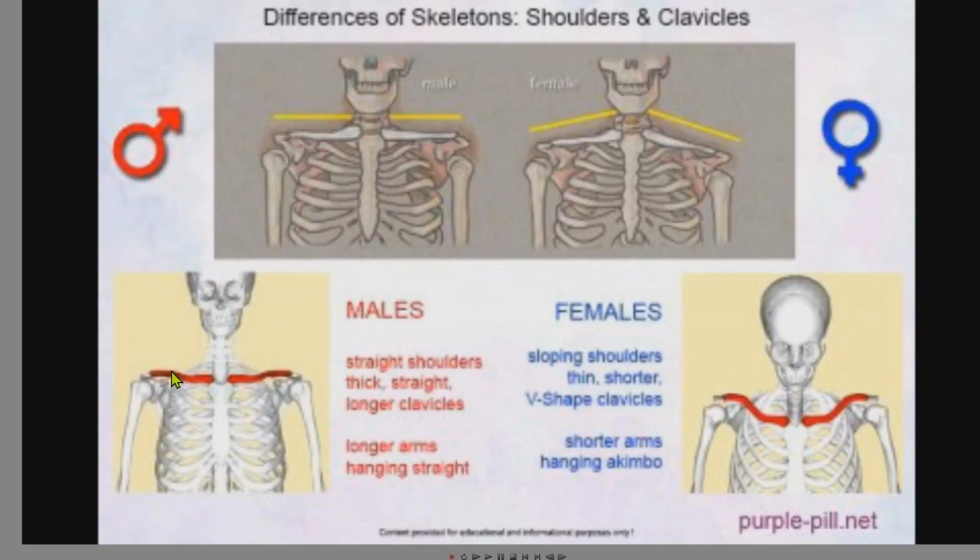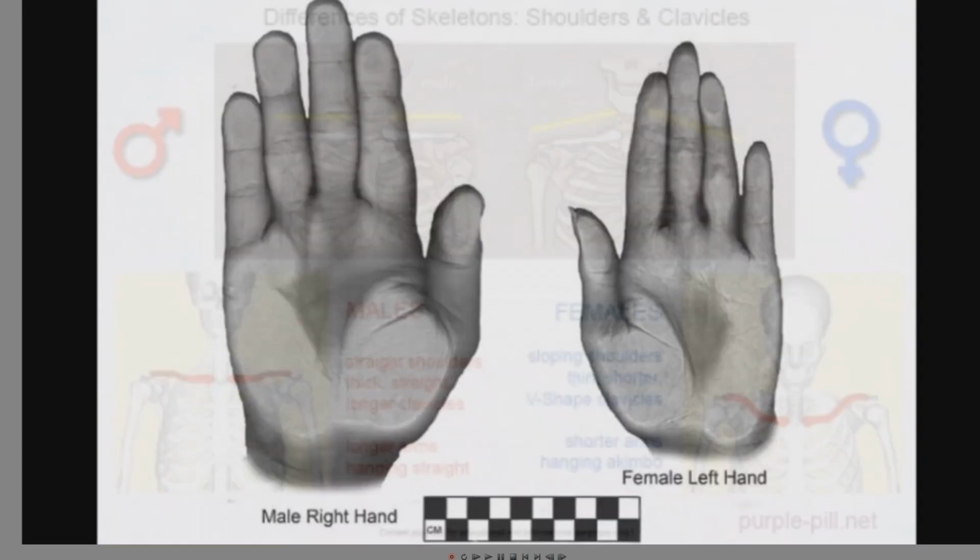Shoulders, men's are flat. Women's are more like, if you think of a bicycle, think bike handlebars, and it makes women's shoulders slung more, if that makes sense to you. Their arms angle away from the body to avoid the hips. That's why you walk like duckies.